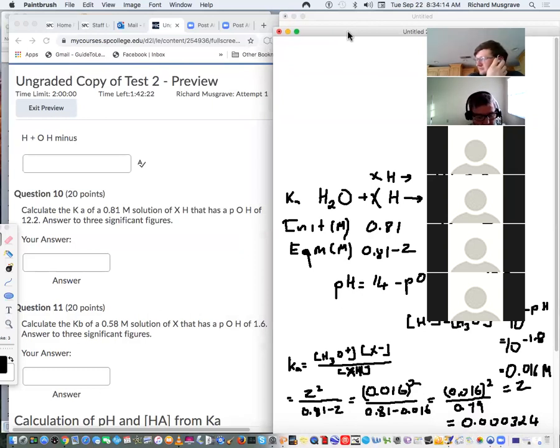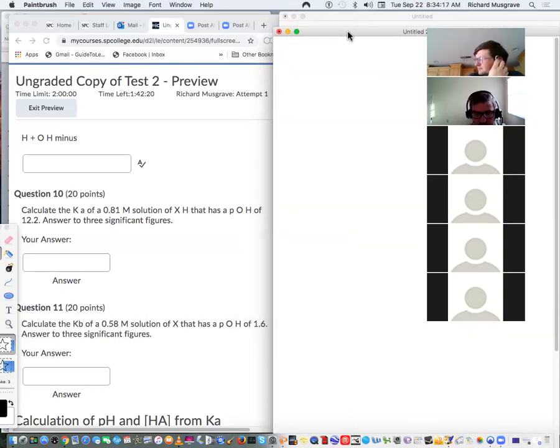All right, let's look at the next one here. And it says calculate the Kb of a solution of X that has a pOH of 1.6. Okay.